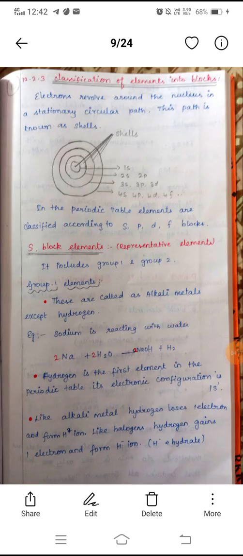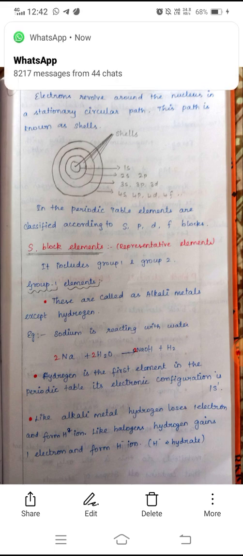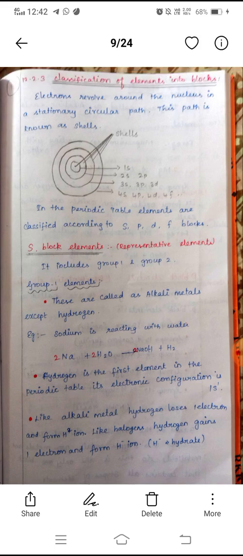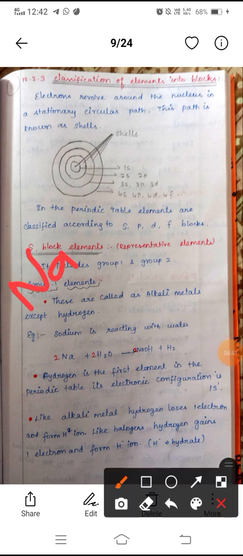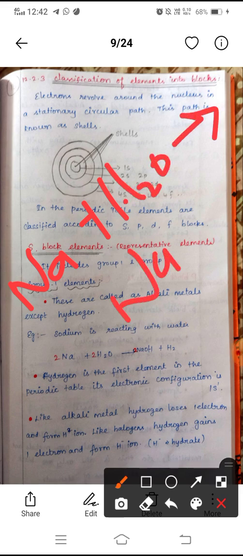See here, S block elements include group 1 and group 2. What is the other name of S block elements? Representative elements. Now, let us see about the group 1 elements. Group 1 elements are called alkali metals except hydrogen. For example, sodium Na reacts with water H2O and gives NaOH plus H2.